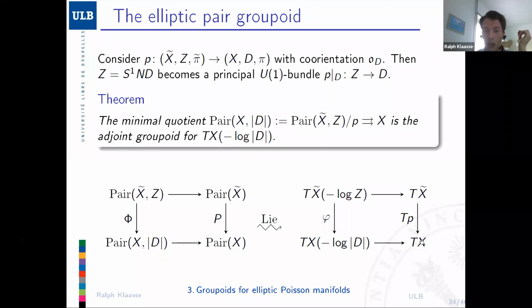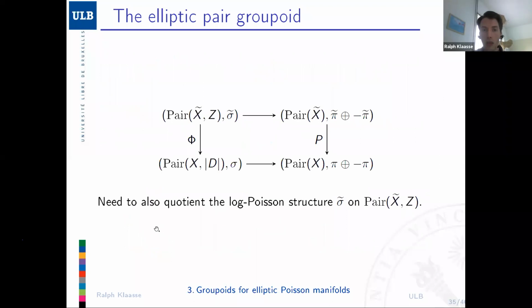So let's see here. This sequence we know, right? Here we just have the pair groupoid. This is fine. This is the one constructed by Galtieri and Lie. And if you apply the quotient construction, you get the adjoint integration of the elliptic tangent bundle.